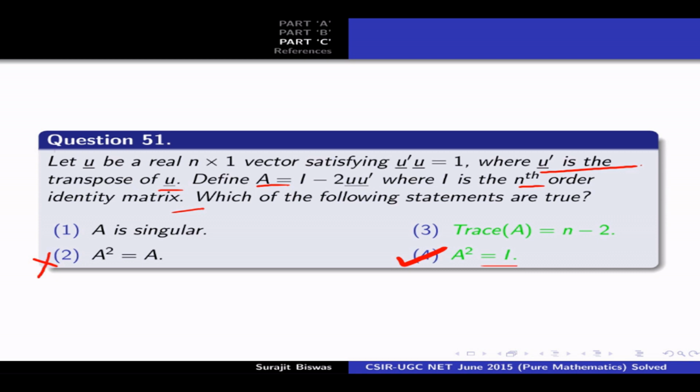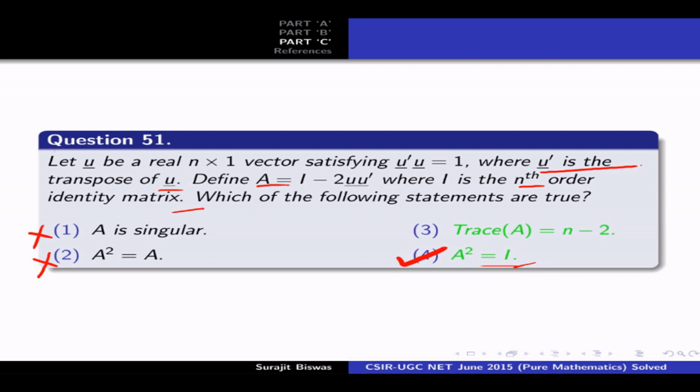And from here, A squared equal to identity implies that A is non-singular, because the determinant of A squared equals the determinant of identity, so the determinant of A is plus or minus 1. Therefore A is non-singular, so this option is incorrect.